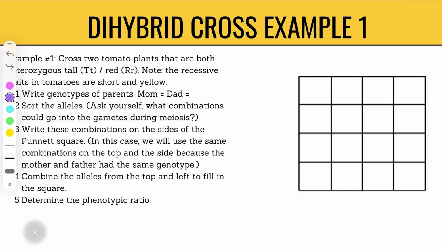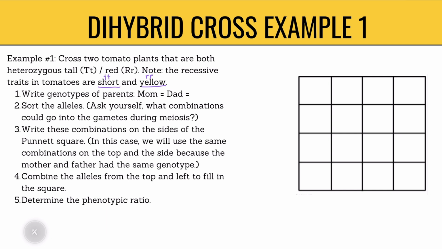So our first example here asks us to cross 2 tomato plants that are both heterozygous for being tall and heterozygous for being red. And it tells me a note that the recessive traits in tomatoes are short and yellow. Okay, so being short as a pea plant would mean that I have to have little t, and being yellow would be little r. And I know that by looking at my background information.